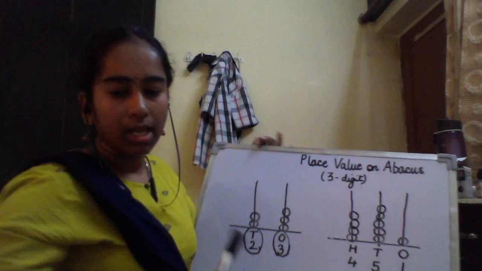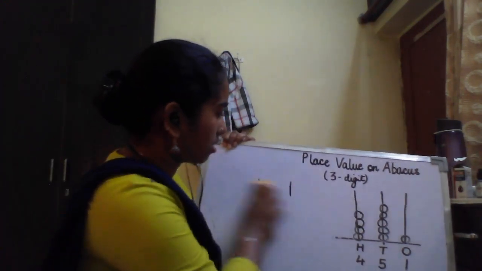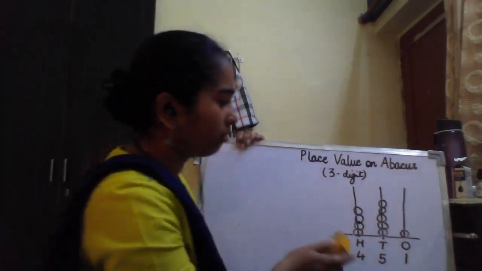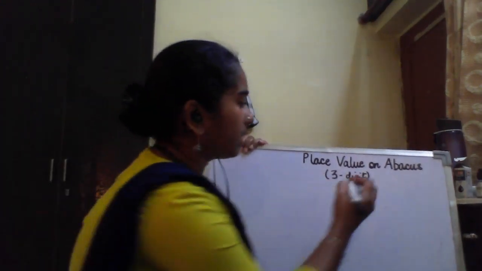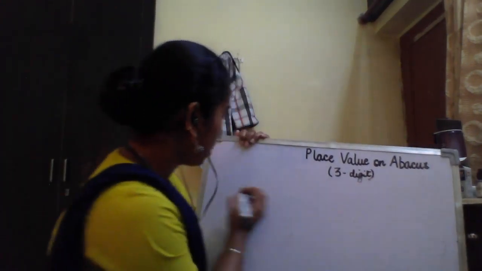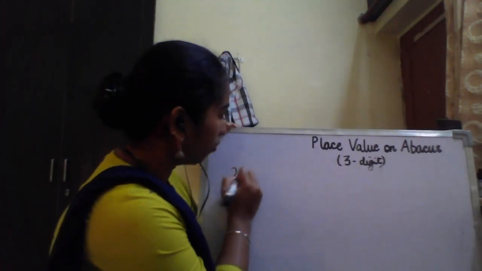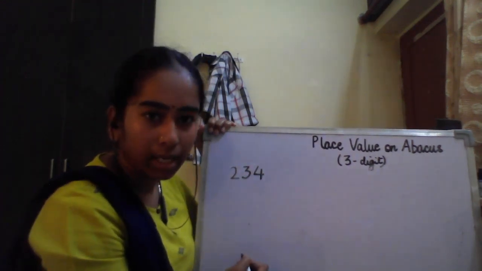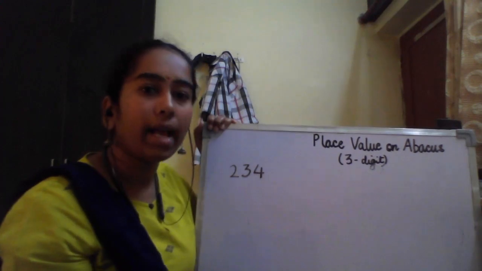Now draw 2 abacus with me. Draw it with me so that you get clarity on how to draw. So suppose I have to represent 2, 3, 4 on my abacus.